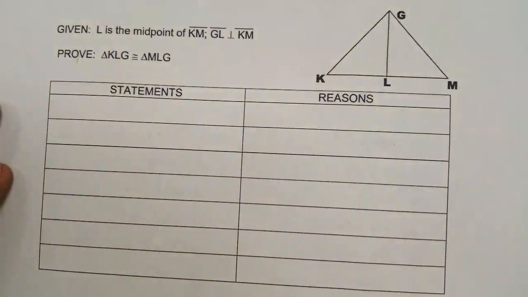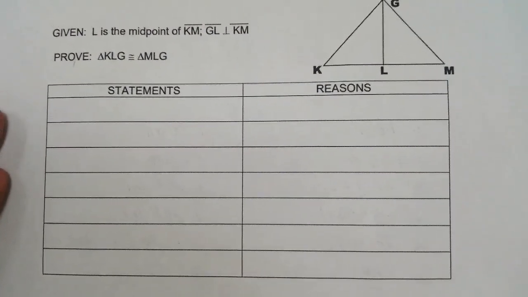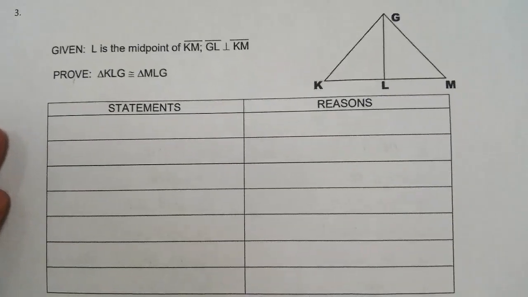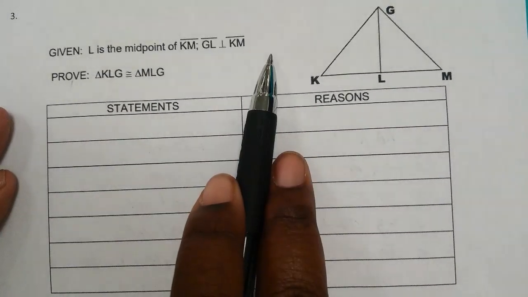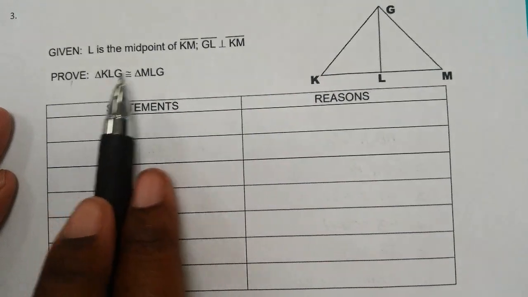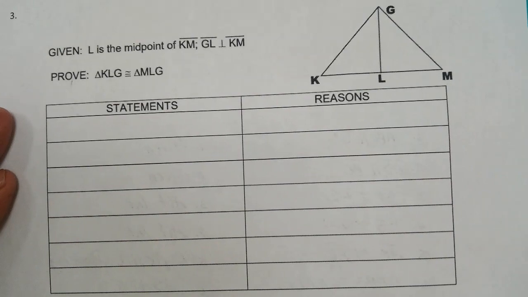So we're going to do one more proof with you. So they gave that L is the midpoint of KM and GL is perpendicular to KM. So again, I'm always going to write my givens first. This is what they want me to prove, that these 2 triangles are congruent. So triangle KLG is congruent to triangle MLG.